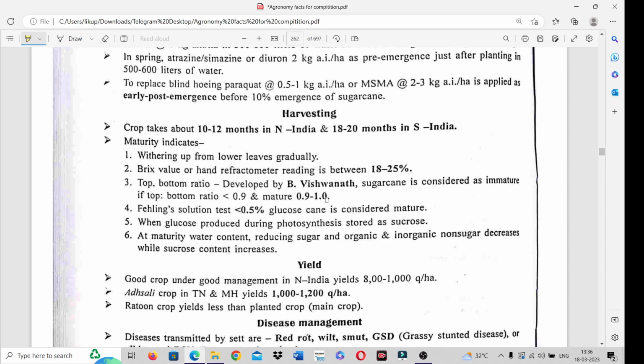Maturity is indicated by gradual withering of lower leaves. Brix value or hand refractometer reading is between 18 to 25%.